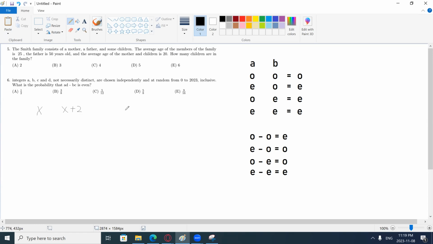So let's assume that the age of the mother plus all the children is M. So let M be the age of the mother plus all their children. Then the average would be 50, which is the father, plus M, the mother and all the children, over x plus 2, because there are x plus 2 people here. And this will be equal to 25.